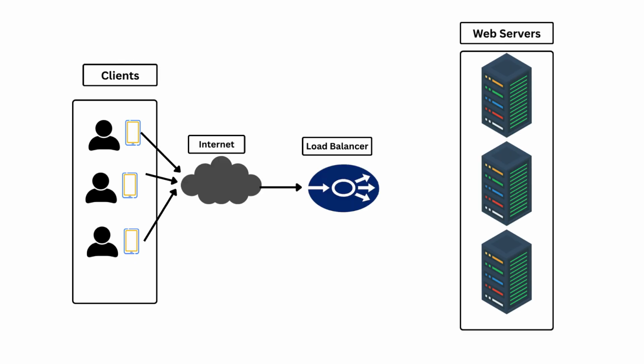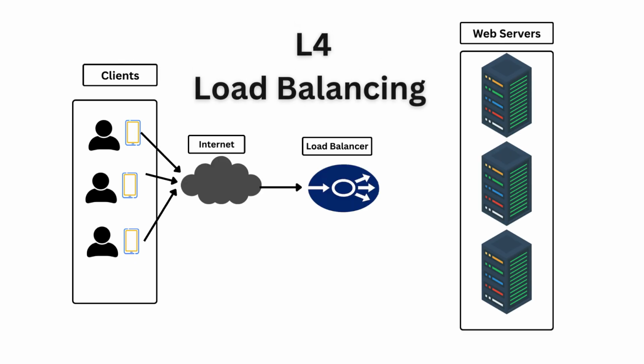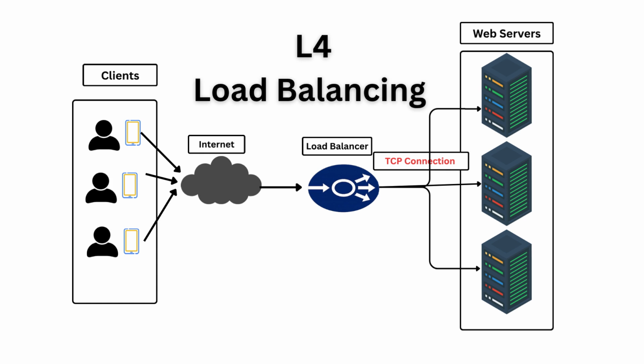Now let's look at two important types of load balancing. Layer 4 load balancing works at the network level. It routes traffic based on IP address and port. It's very fast, but it doesn't understand what's inside the request.